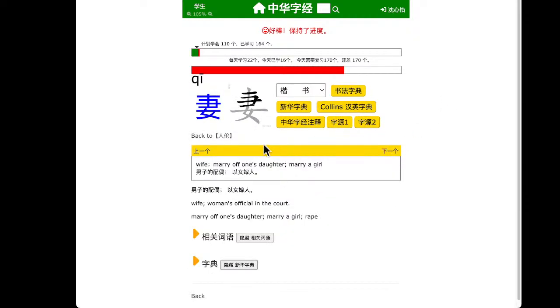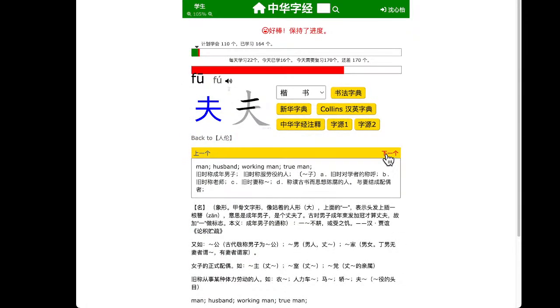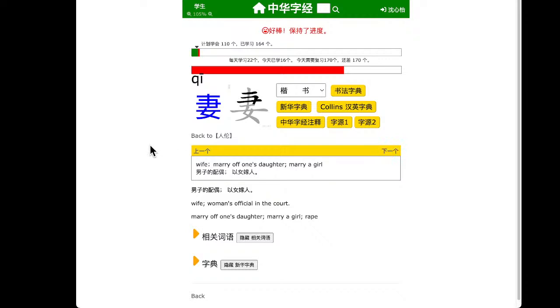Qi is the counterpart to fu. And fu qi, if you say fu qi, refers to a married couple as a unit. Qi is the wife. And it also refers to marrying as a verb, for marrying off a daughter.